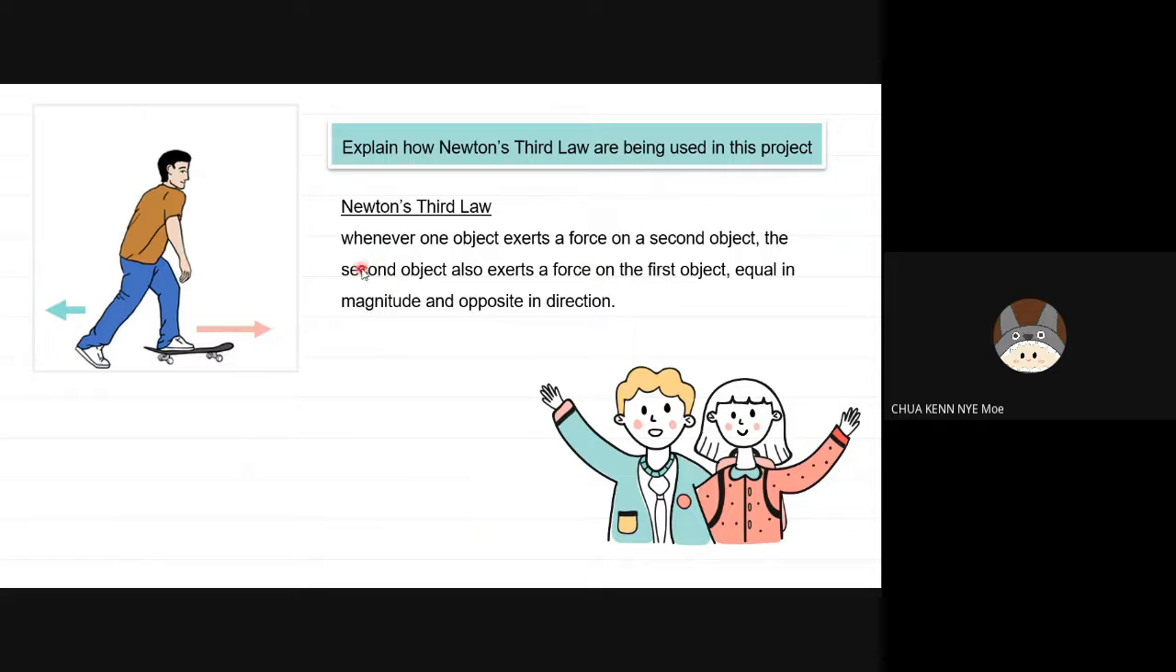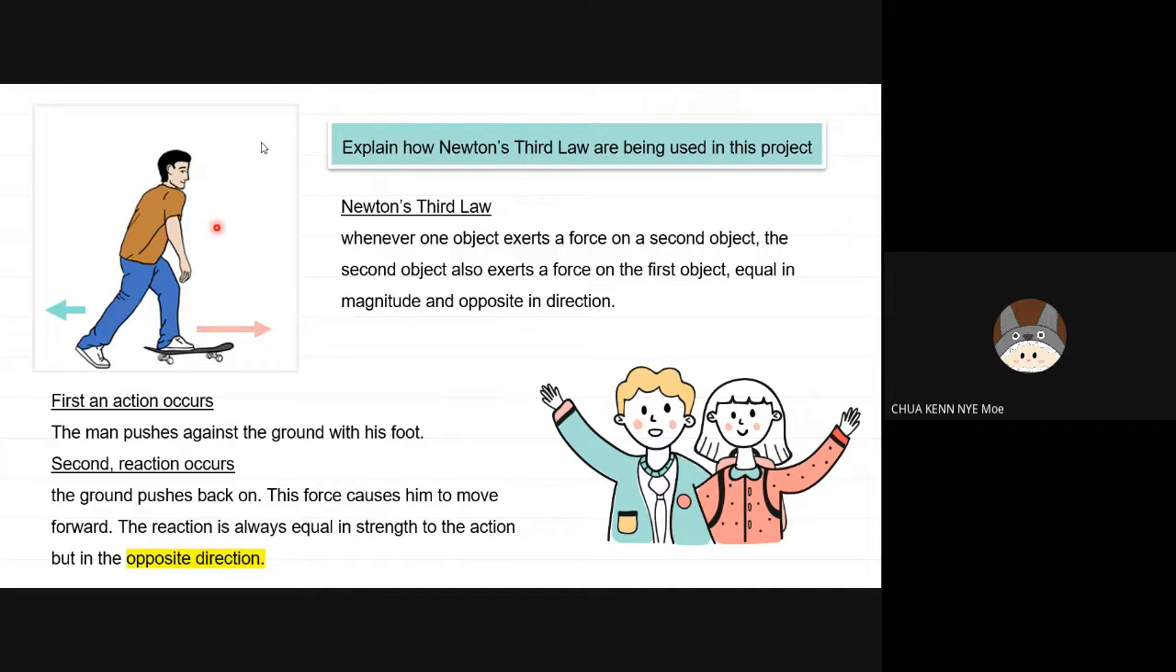And then now I'll explain Newton's third law that I use in this project. Newton's third law is whenever one object exerts a force on a second object, the second object also exerts a force on the first object, equal in magnitude and opposite in direction. And then here is the diagram of the skateboard. The first action that occurs is the man pushes against the ground with his foot. Then the second reaction occurs, which is the ground pushing back, and this force causes him to move forward. The reaction is always equal in strength to the action, but in the opposite direction.